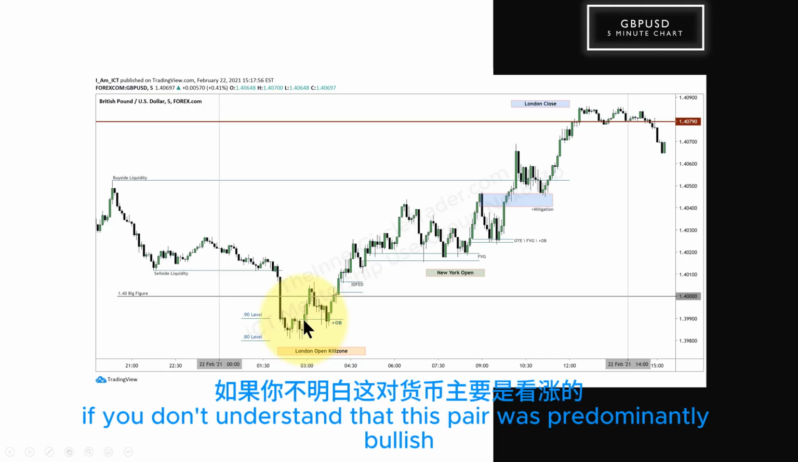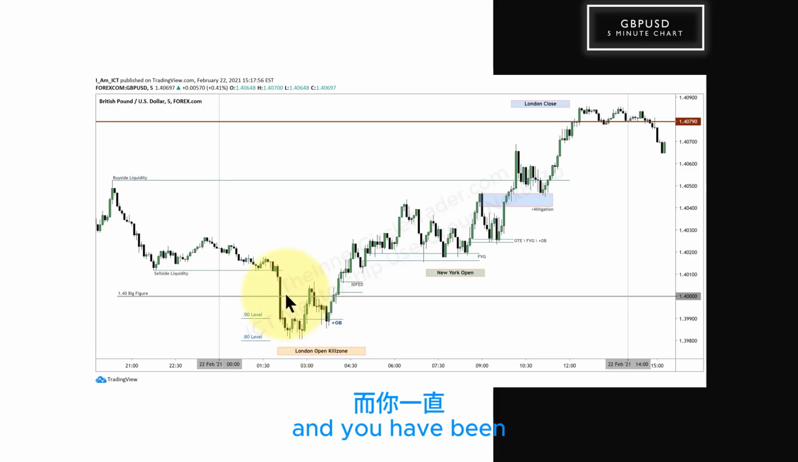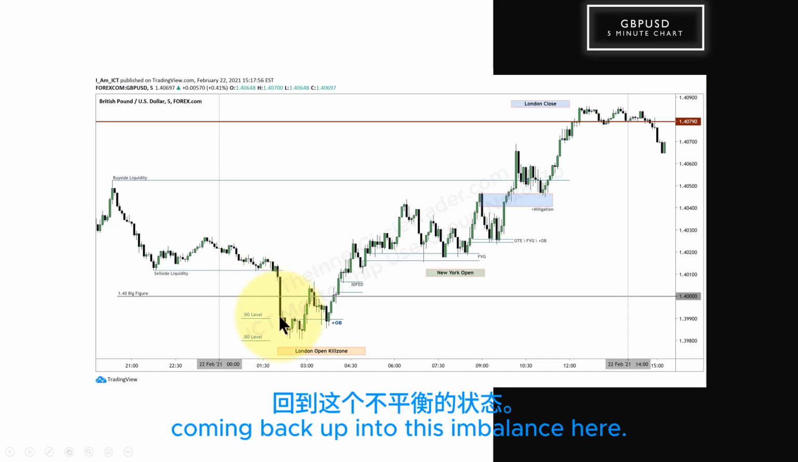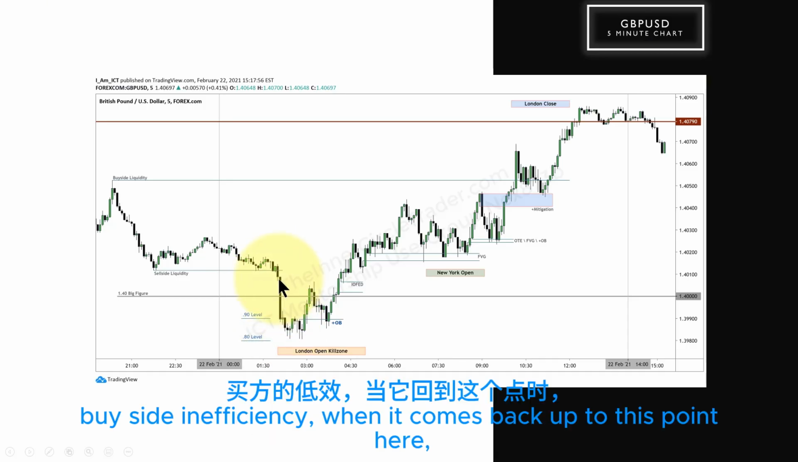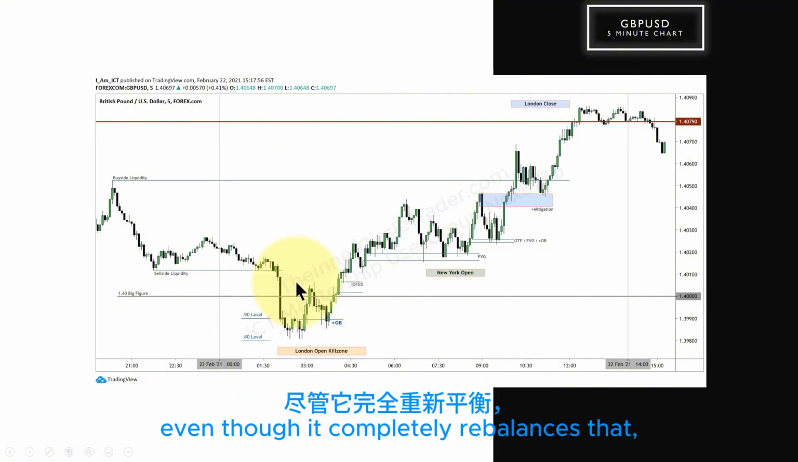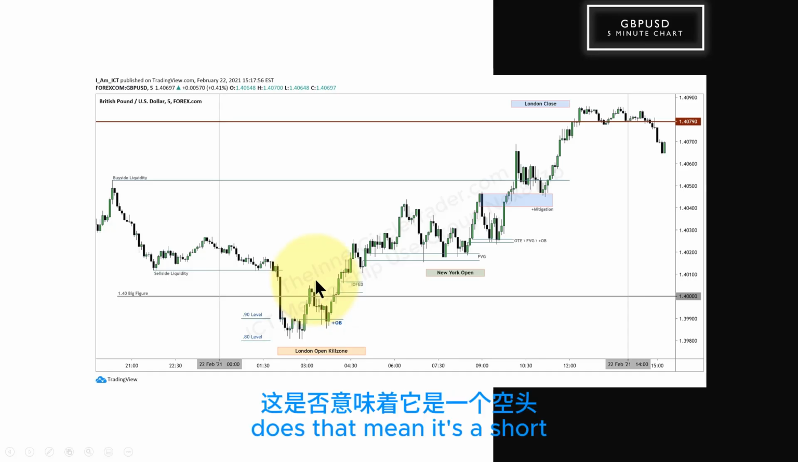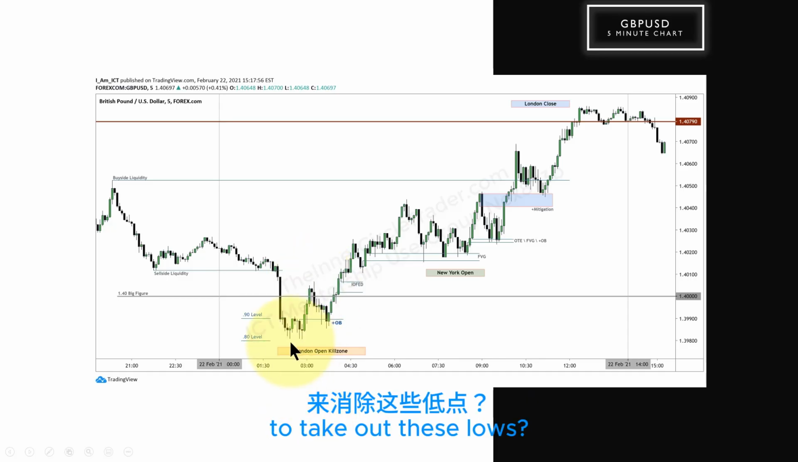Now, if you don't understand that this pair was predominantly bullish, and you have been just casually introduced to the idea of coming back up into this imbalance here, the sell side imbalance, buy side inefficiency, when it comes back up to this point here, even though it completely rebalances that, about 98% of it, does that mean it's a short to take out these lows?